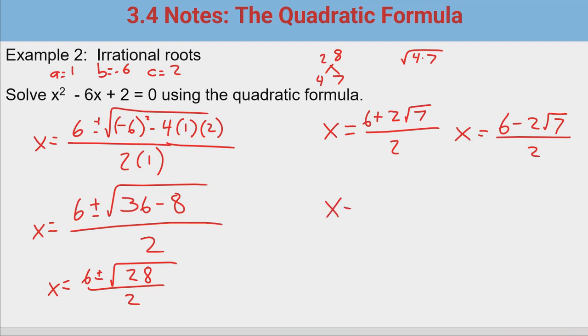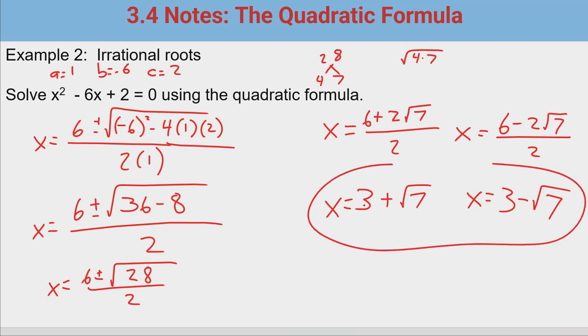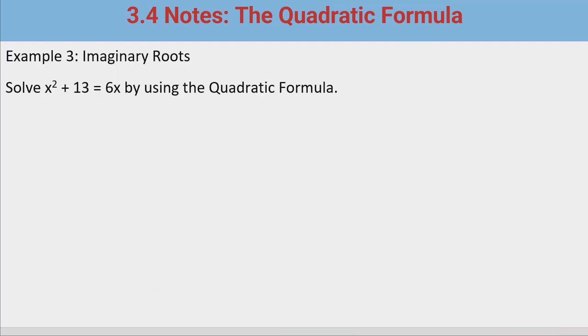To take this all the way to a finished answer, I can divide both of the numerator terms by the denominator of 2. So 6 divided by 2 is 3, and 2 square roots of 7 divided by 2 is just square root of 7. So that is your final answer. Some people would leave that as x equals 3 plus or minus square root of 7. Depending on the situation, you may need to work that out into decimal form, but either way. Another example on quadratic formula.